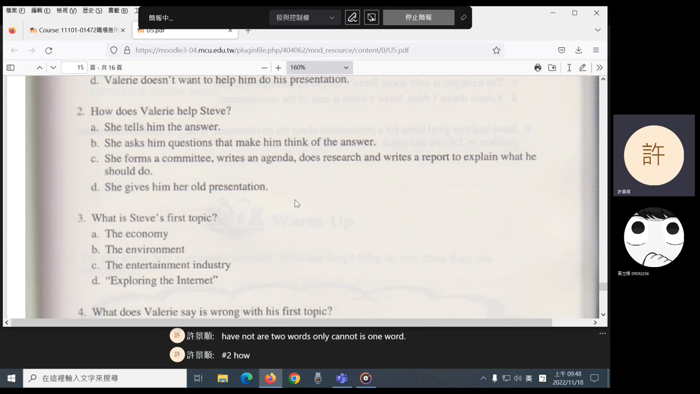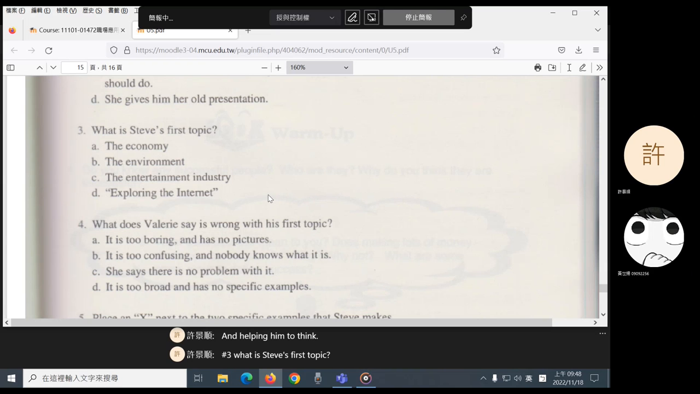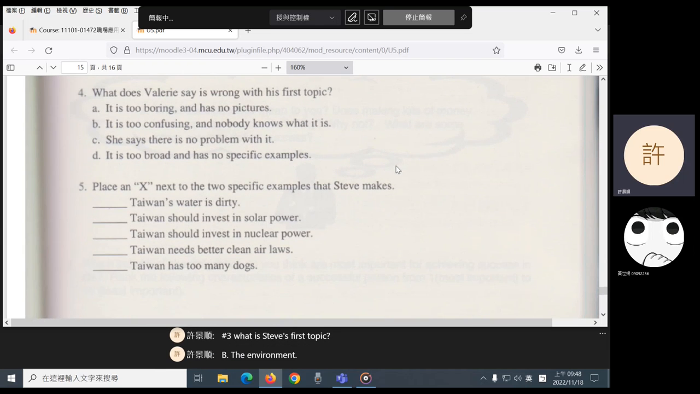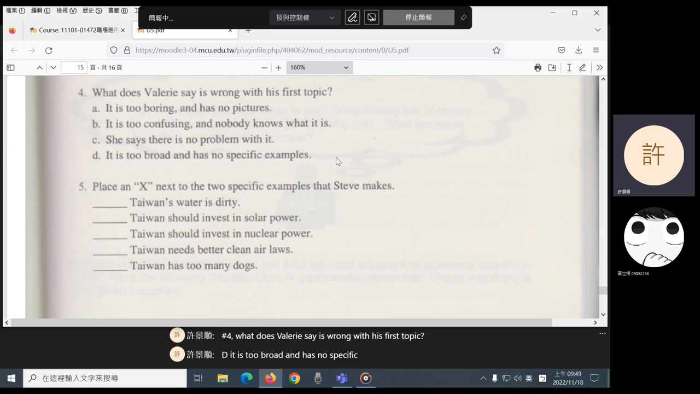Number two, how does Valerie help Steve? B, she asks him questions that make him think of the answer. That's mostly what Valerie is doing in that dialogue. She keeps asking him questions and helping him to think. Number three, what is Steve's first topic? B, the environment. Number four, what does Valerie say is wrong with his first topic? D, it is too broad and has no specific examples.